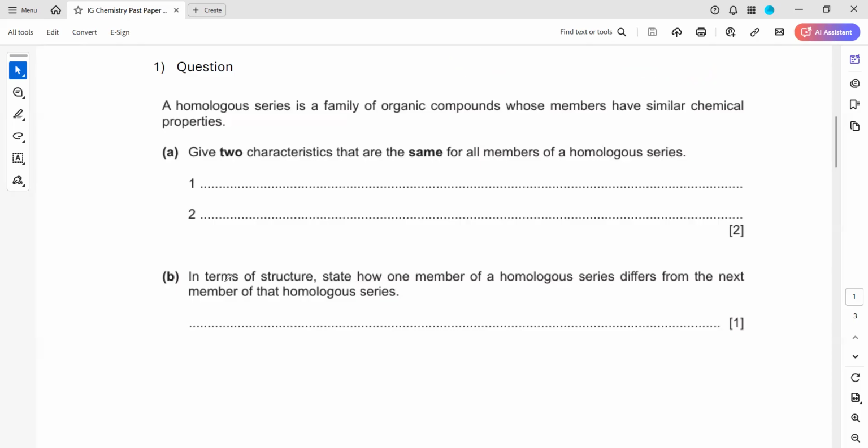State in terms of the structure how one member of a homologous series differs from the next member. How does one member differ from the next member? You just wrote it: each member differs by CH2. The difference between the two members is always CH2.